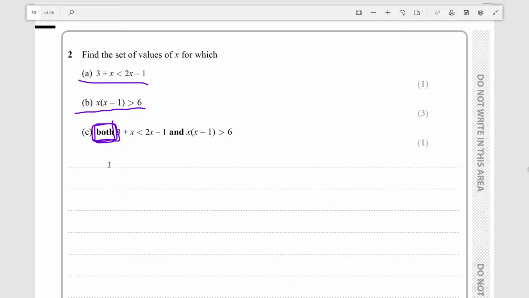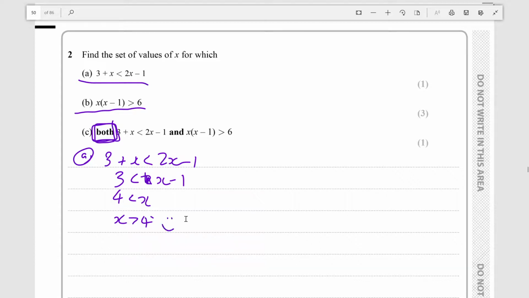For part A, we can simply solve it like we would a simple linear equation. So subtract x from both sides, and add 1 to both sides, and you get x must be greater than 4.